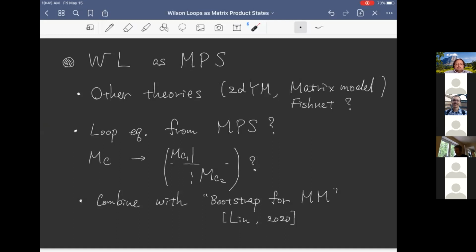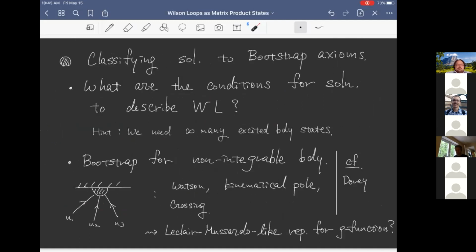And also, because I started talking about the loop equation, it might be interesting to combine this idea, in particular in the context of matrix model, with the bootstrap analysis of the loop equation for matrix model. There was a very nice paper by Henry.